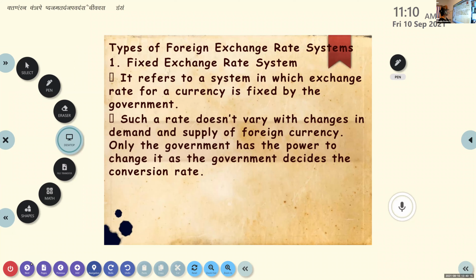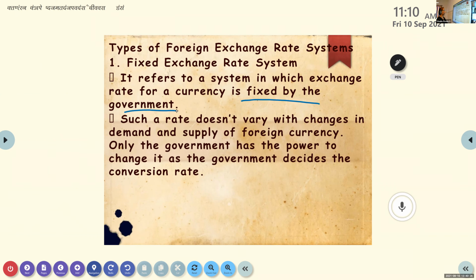Okay, now here are some features. What do you mean by this fixed exchange rate? It is a system in which the exchange rate of a currency is fixed by the government. It doesn't vary with the changes in demand and supply of foreign currency. You know that market forces are there, and according to that the prices will be fixed for foreign exchange. But here you can see who is fixing the exchange rate for that particular currency. Who is fixing? Yes, the government.